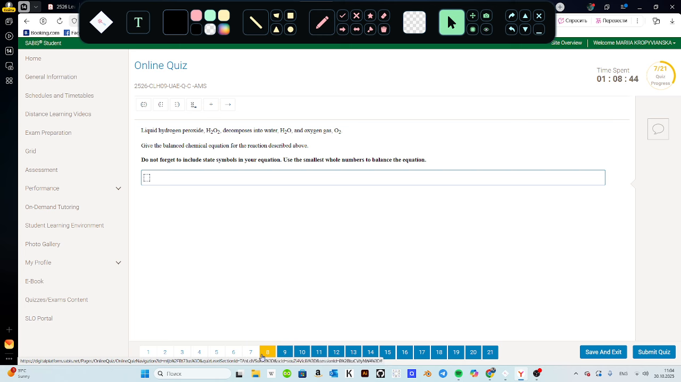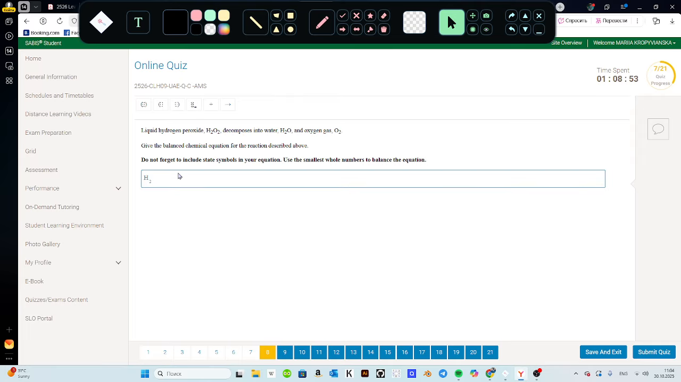Okay, so liquid hydrogen peroxide decomposes into water. So let's write down H2O2. It's also balancing. They're asking also for symbols, so it's liquid. Of course, liquid. It decomposes, so it's still a reaction into water, H2O. That's liquid as well, plus oxygen gas, which is a gas.